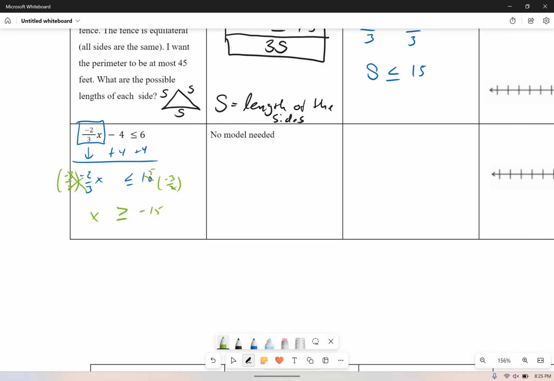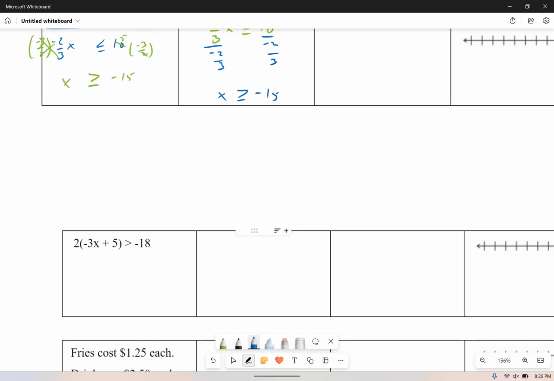The reason I was saying "or" before is because when I get to here, -2/3 x is less than or equal to 10, I could divide by -2/3, and you will get the same results whether you multiply by the reciprocal or you divide by the fraction. But this is also still going to be x is greater than or equal to -15.